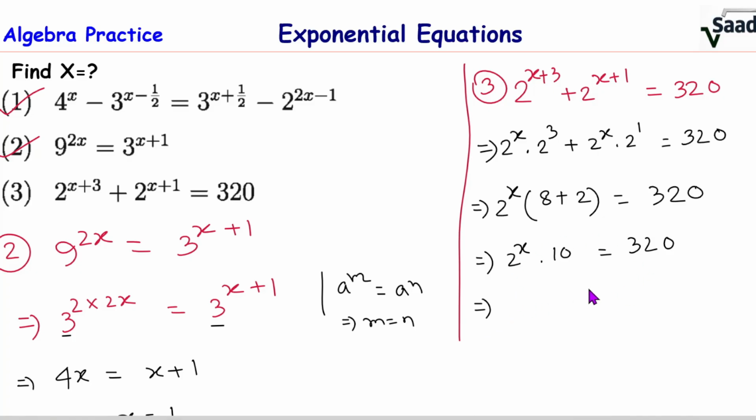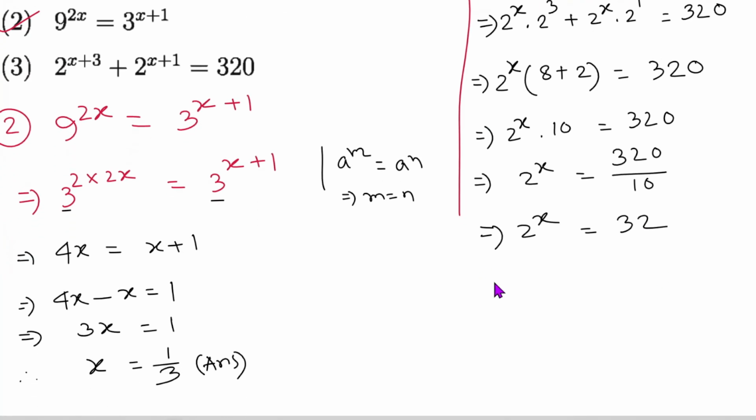So 2 to the power x times 8 plus 2 is 10 equals 320. Now we can divide both sides by 10. So 2 to the power x equals 320 divided by 10, which is 32. So 2 to the power x equals 32. We can write 2 to the power 5. So finally x equals 5.